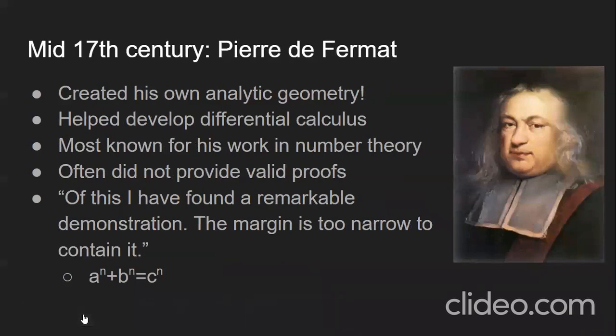Next, in the mid-17th century, we have Pierre de Fermat. Fermat created his own analytic geometry independent of Descartes, and some even think earlier than Descartes did. He made great strides toward what we now call differential calculus.